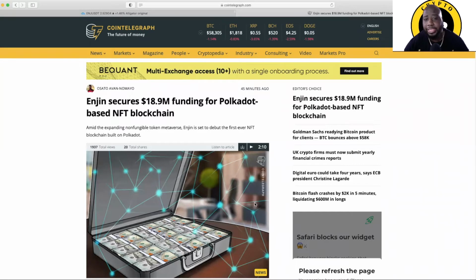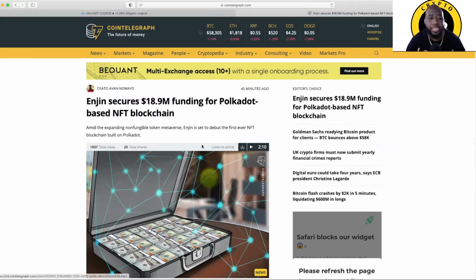So guys, let's talk about Enjin. Enjin secures $18.9 million funding for Polkadot-based NFT blockchain. It says, amid the expanding non-fungible token metaverse, Enjin is set to debut the first ever NFT blockchain built on Polkadot. This is big news. Enjin is already the biggest thing inside crypto in regards to NFTs, it's the number one NFT. And on top of that, Polkadot is coming to take it by storm. They're coming with those smart contracts. They're building a lot of things on top of Polkadot. So guys, there is a lot coming on in the parachain world.